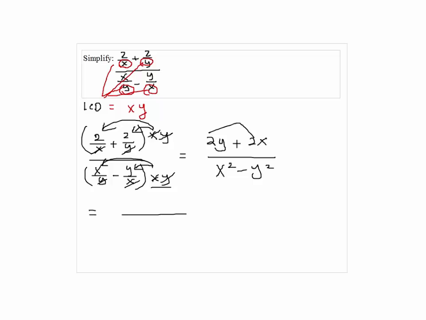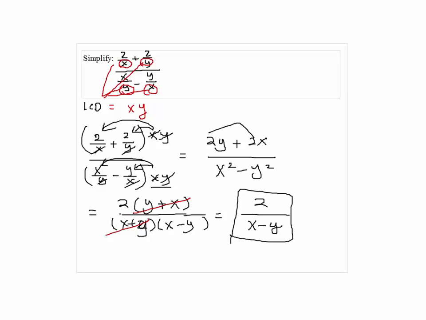Now notice that we can factor out 2 on the numerator, so we have 2 times y plus x, and on the bottom we can factor that as x plus y times x minus y. Notice that we can cancel the y plus x on top and x plus y on the bottom, since these two terms are identical. So we are left with 2 over x minus y as the answer.